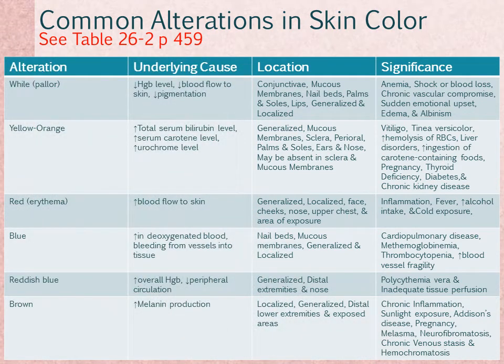Table 26-2, page 459 of your textbook provides information related to common alterations in skin color. This table here on this slide provides a brief overview of the lesion, alteration, underlying cause, location, and significance of altered skin color. The RN will describe changes in skin color by appearance and describe whether the changes are general or confined to one body region. Color changes can be seen most easily in the areas of least pigmentation, such as the oral mucosa, the sclera, the nail beds, and the palms and the soles.